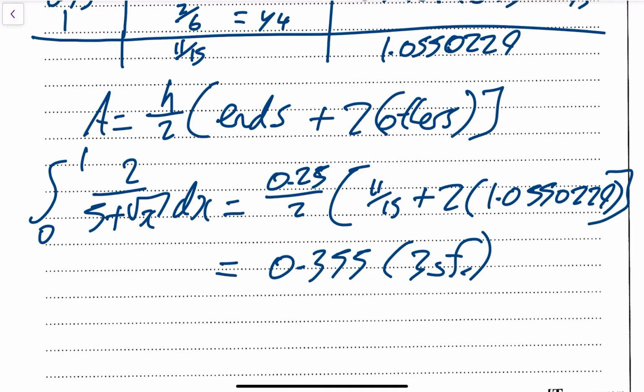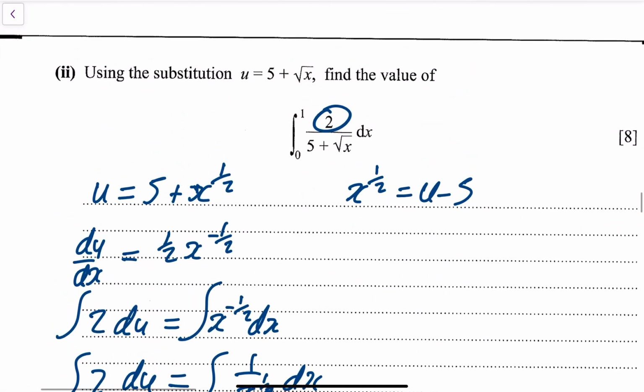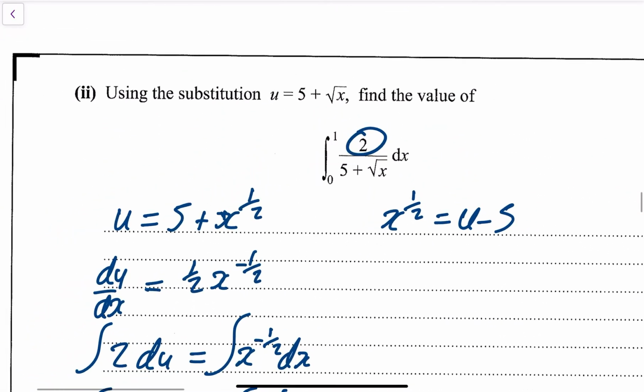And we're going to see in the next part of the question that's a pretty good approximation to what it actually is. Okay, the next part of the question says, using the substitution u is equal to 5 plus root x, find the value of the integral from 0 to 1 of 2 over 5 plus root of x.